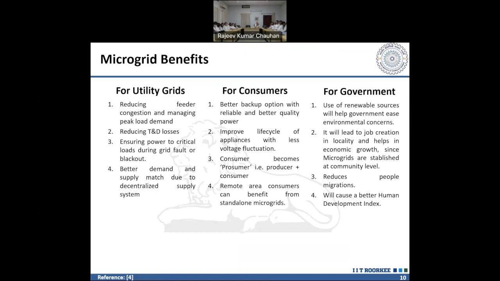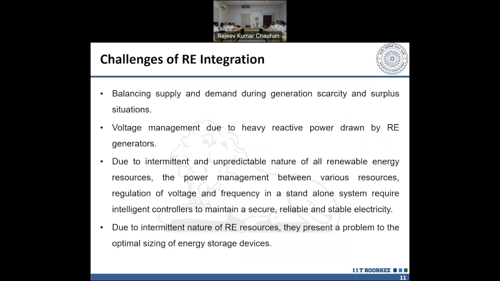From the government point of view, the major advantage is that they are reducing the carbon footprint, for which, very long back, our PM gave the assurance to the UN that India will reduce emissions up to this percent. That's why a lot of emphasis is given to solar. Because new areas are developing, job creation will be there, it reduces migration, and it will cause a better human development index. Challenges of RE integration, we have already discussed a lot.